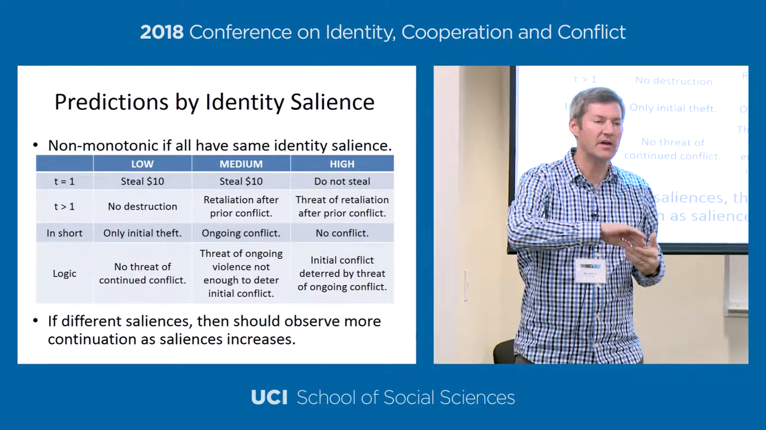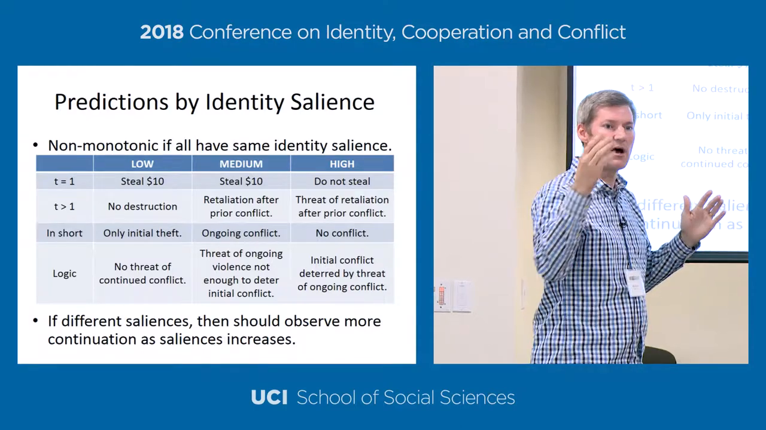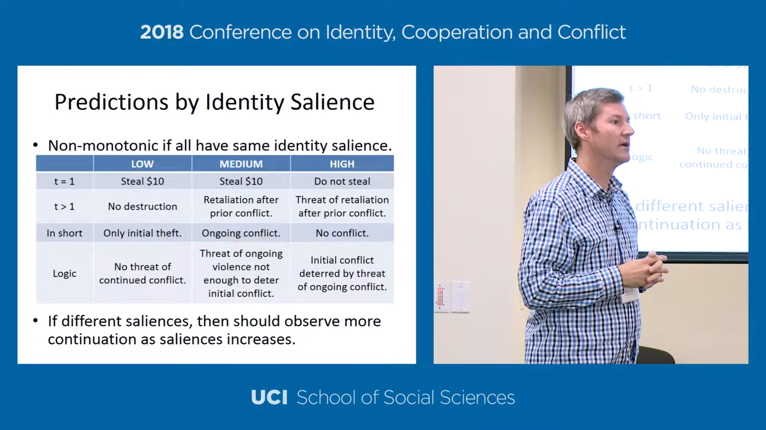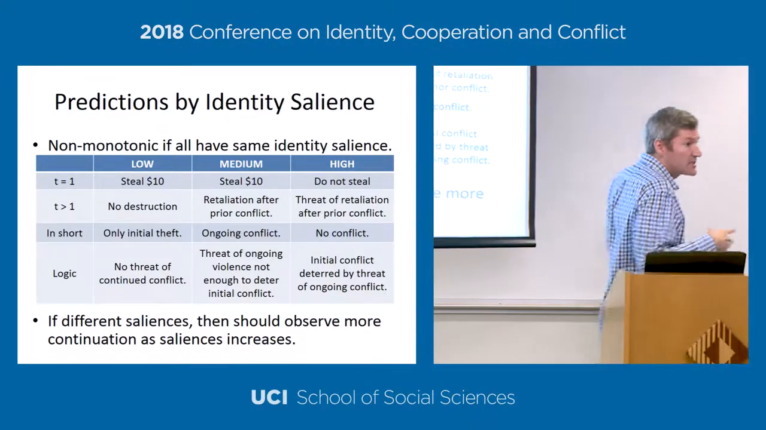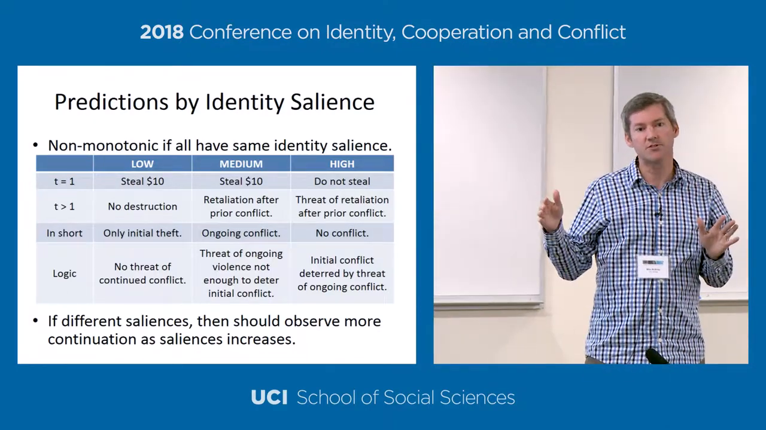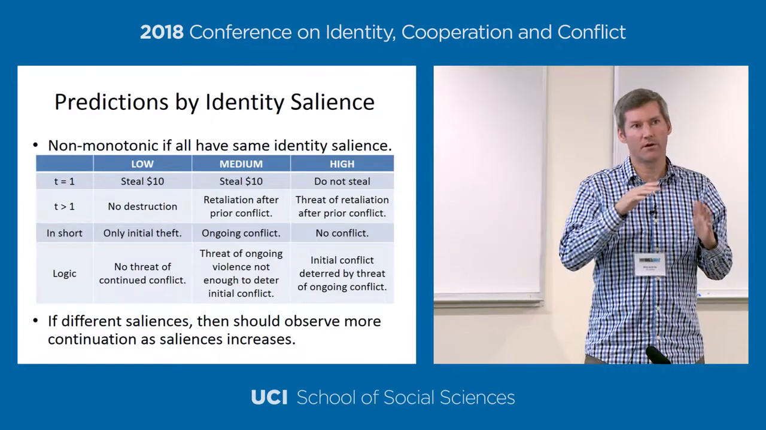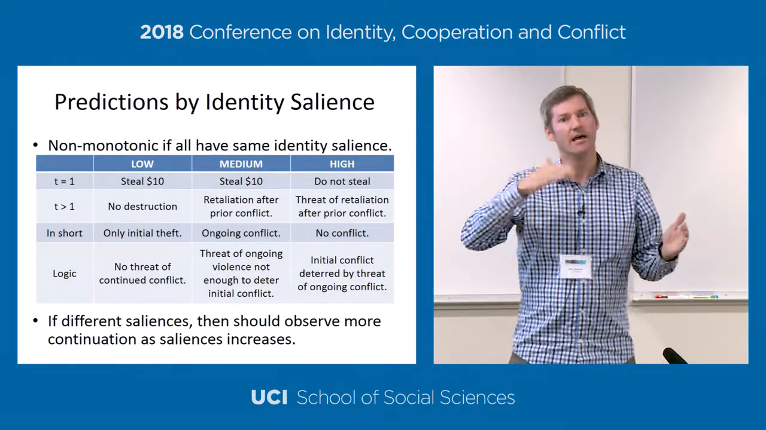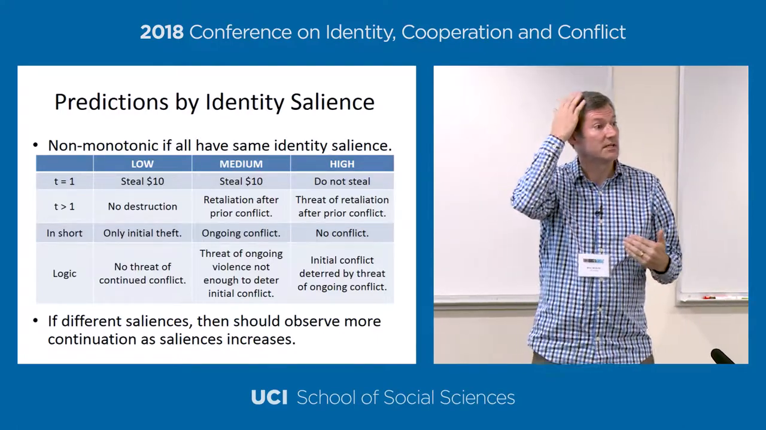So we've constructed a setting where there's this non-monotonic relationship between conflict and identity. Now, we're not saying that all settings have this kind of non-monotonic relationship, but we think it is interesting because you might have thought that, well, the stronger the identities, the more conflict you're just going to have, period. And we're showing that, well, actually, if the identities are strong enough, then you may be able to deter conflict in the first place.